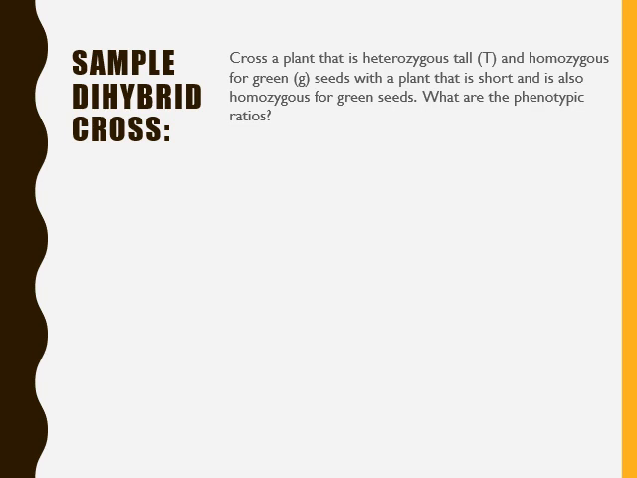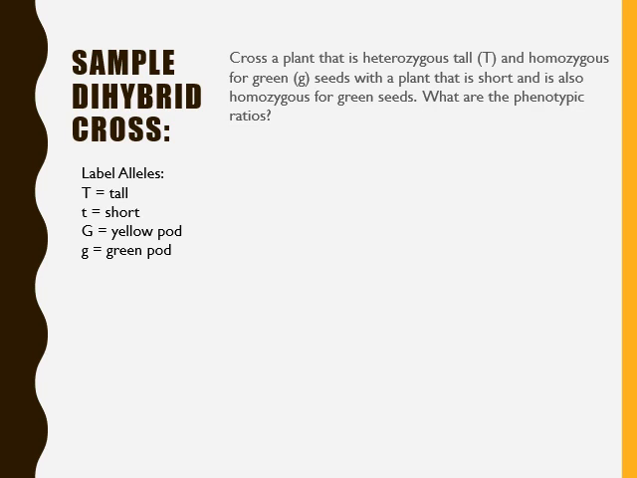What are the phenotypic ratios here? Okay, first step, write down your alleles. Big T is tall, little t is short. Big G is yellow, little g is green. So far, so good. You can use any alleles that you want. These are the ones that I chose, but choose what you wish.